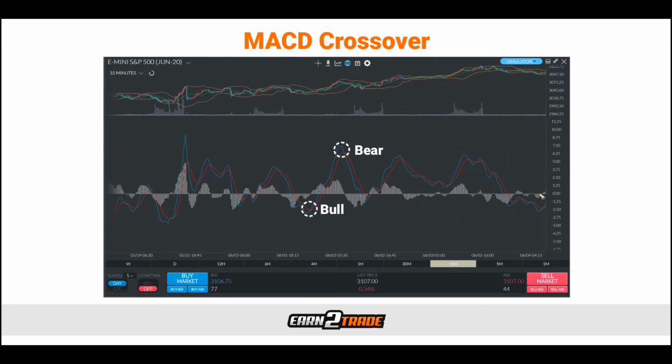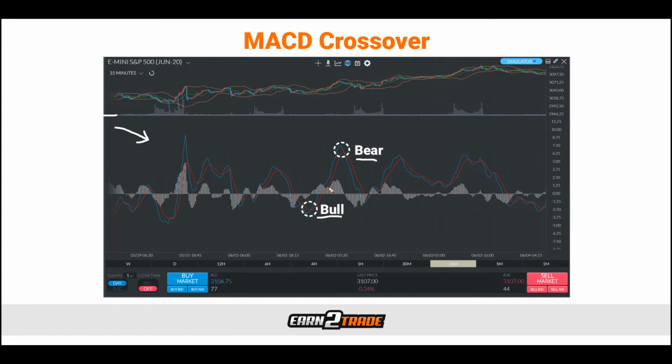The MACD crossover is probably the most popular MACD strategy that is used by traders on a daily basis. It's relatively simple to use. Once we have our MACD applied to our charts, we have them split in half like we showed you guys in the beginning, it'll look something like this depending on what your color preferences are.